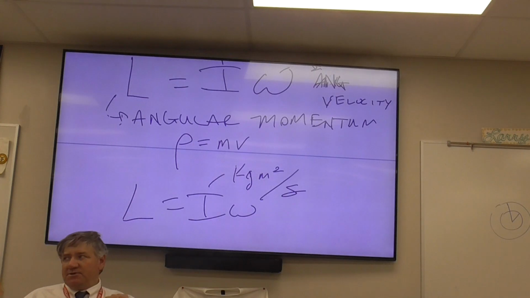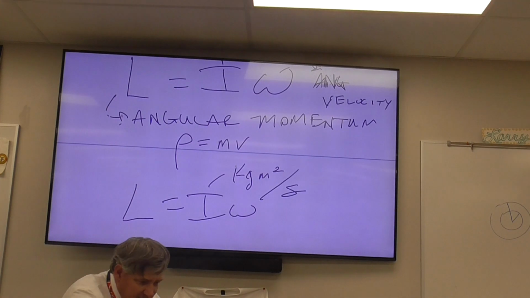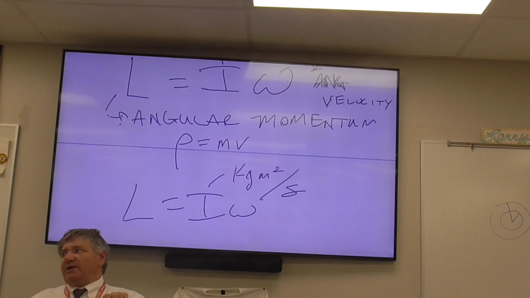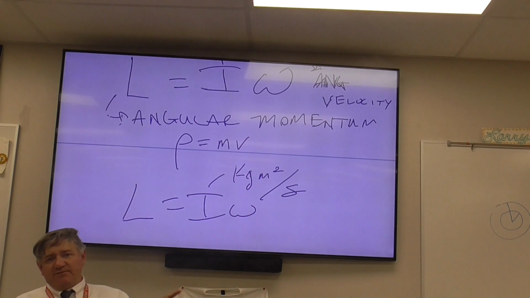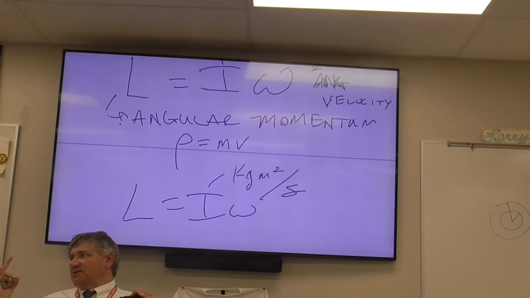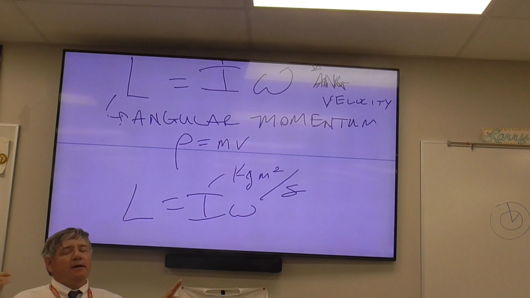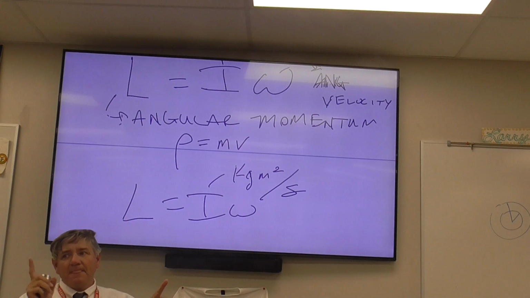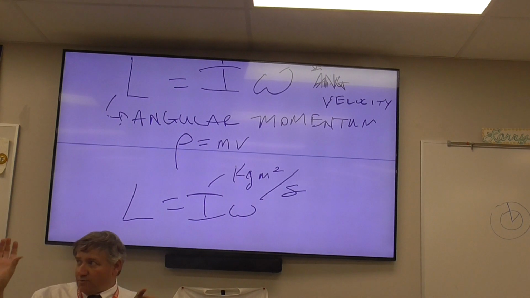Now, to determine the direction of linear momentum, that's simple. Is it moving in a positive value or is it moving in a negative value? Velocity can be positive or negative. Hey, which direction is it moving? So, angular momentum, to determine the direction of that vector, you have to use what's known as the right-hand rule.